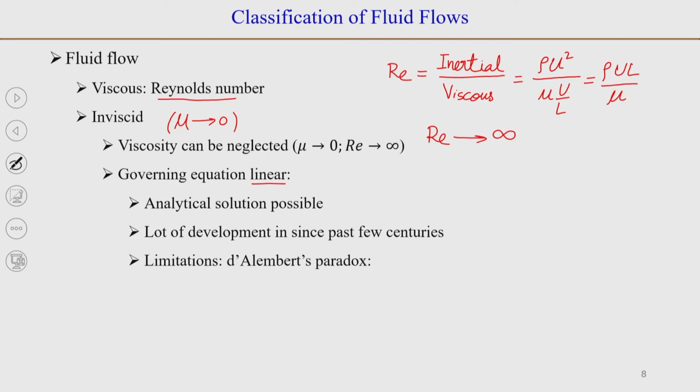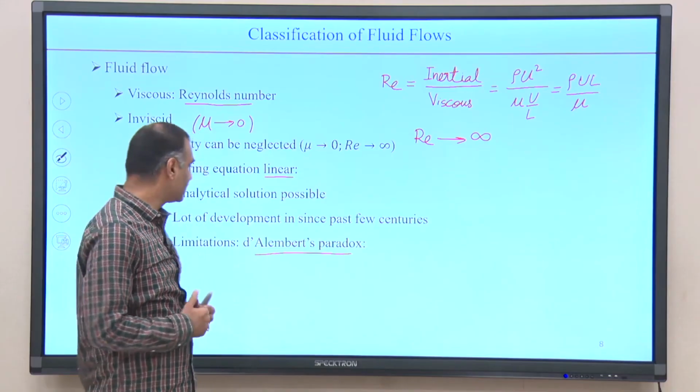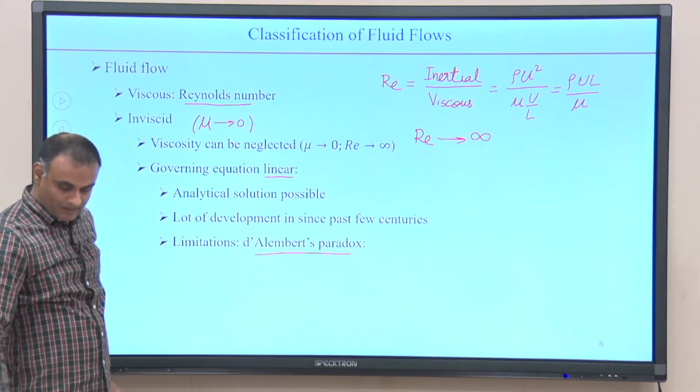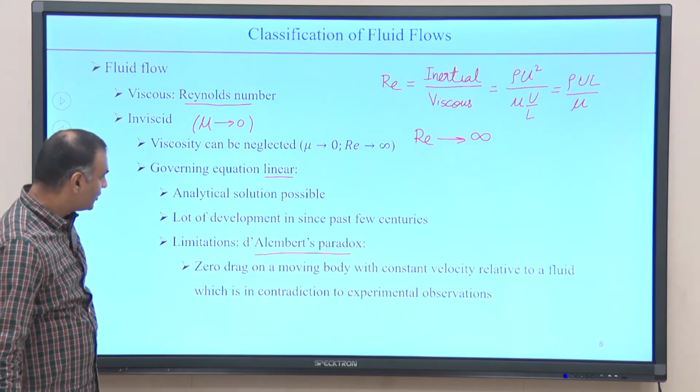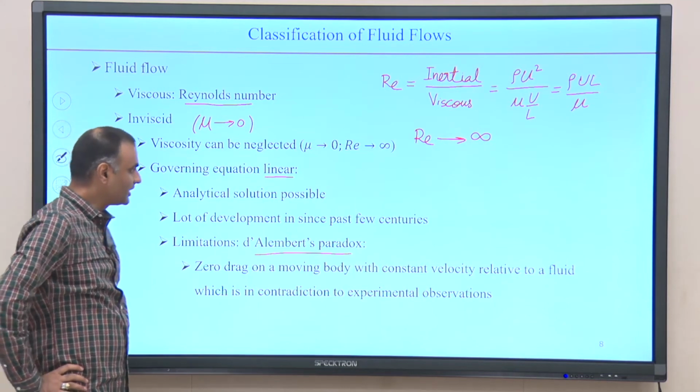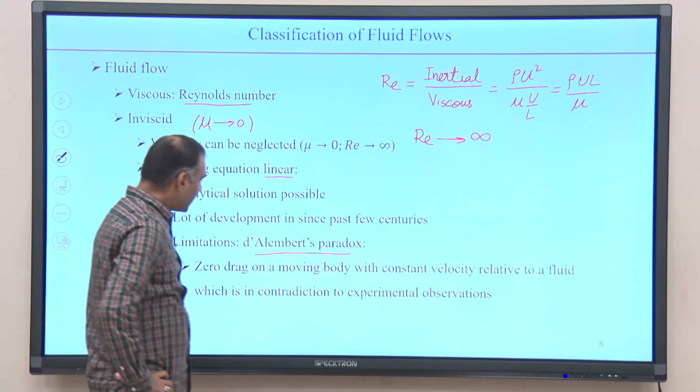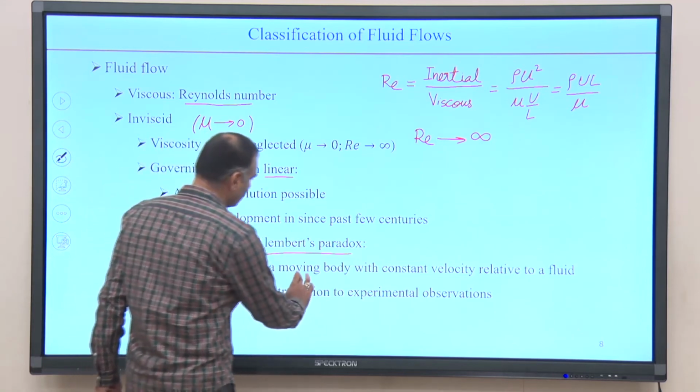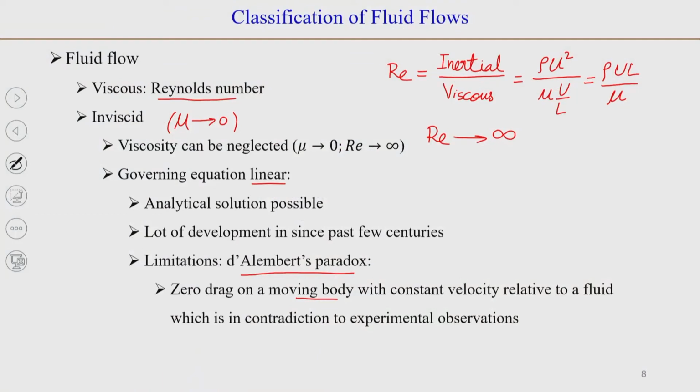One of the very commonly quoted limitations is what is called D'Alembert's paradox. D'Alembert showed theoretically that if you treat a fluid to be inviscid, if you neglect the viscosity, then for a moving body which is moving with a constant velocity relative to a fluid, the drag is 0. What he found from his calculations is that if you take a sphere, the streamlines for an inviscid flow will be symmetric about it.